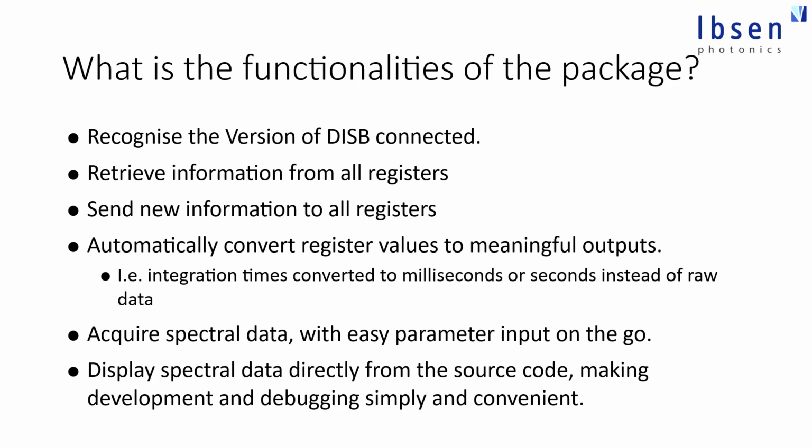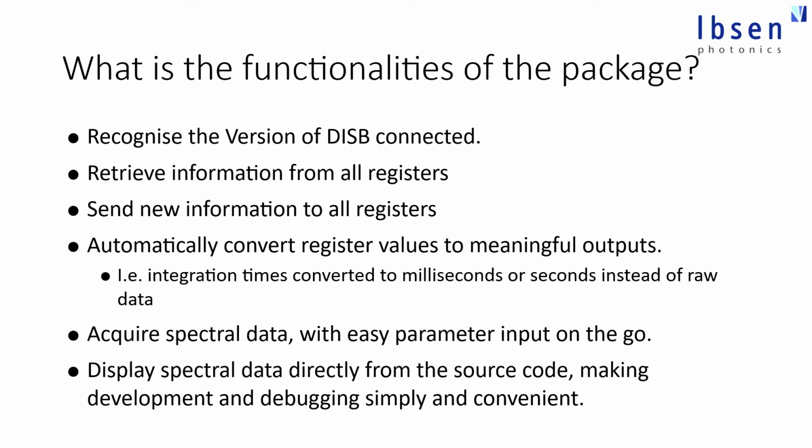basically control what parameters you need to write to a board to achieve a certain outcome. You need to write something different to the board if you want an exposure time of 10 milliseconds based on the version of board, as an example. It automatically converts register values to meaningful outputs, and this comes back to the same point basically. It differs between versions of the electronics what you need to write and where you need to write it necessarily.